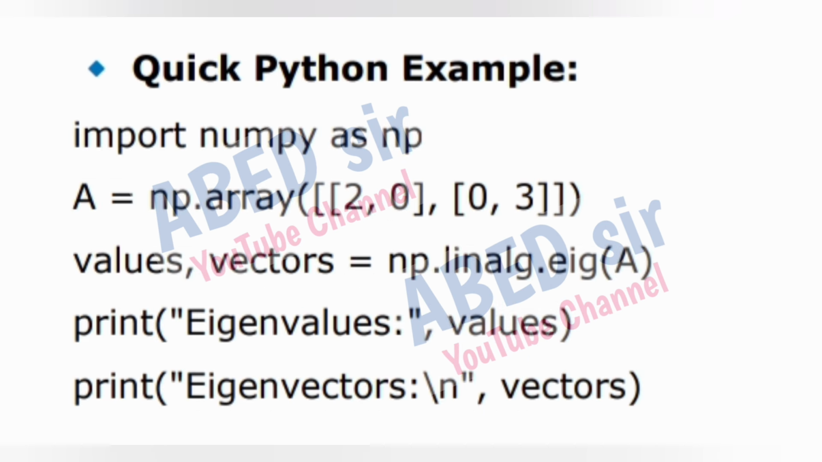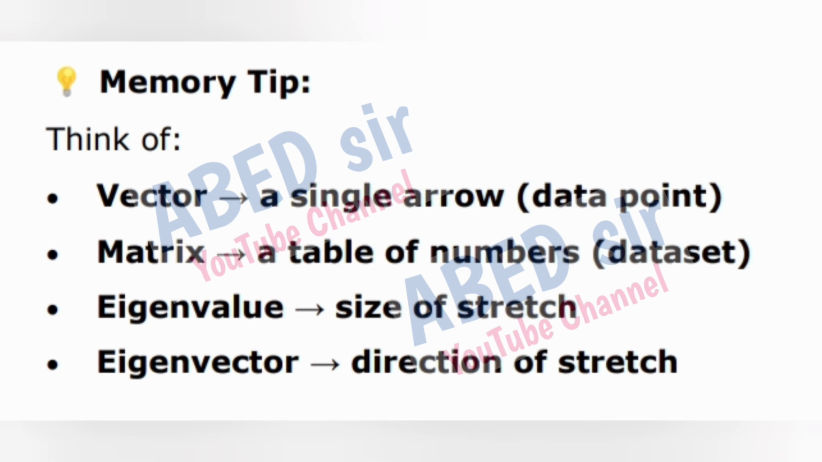Quick Python example. Import numpy as np. A = np.array([[2, 0], [0, 3]]). values, vectors = np.linalg.eig(A). Print eigenvalues, values. Print eigenvectors, vectors. Memory tip: think of a vector as a single arrow, a data point. Matrix, a table of numbers, a dataset. Eigenvalue, size of stretch. Eigenvector, direction of stretch.